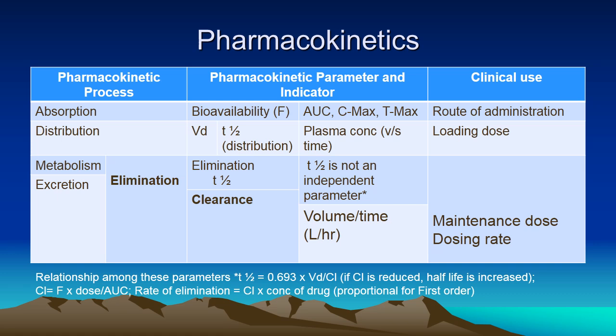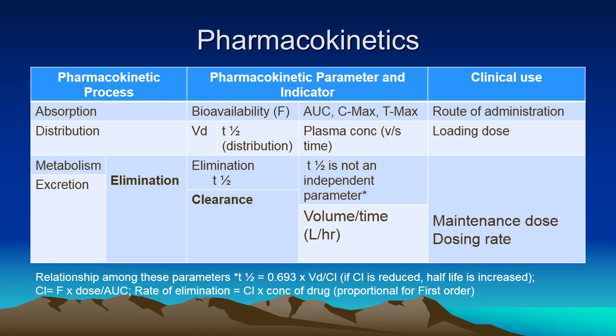For plasma half-life, the concentration versus time curves are taken, and therefore these are the indicators or measures of the processes, and some of them are extremely useful clinically. For example, determining route of administration, loading dose, maintenance dose, and dosing rates. There is a relationship among these processes also, as measured indicators.